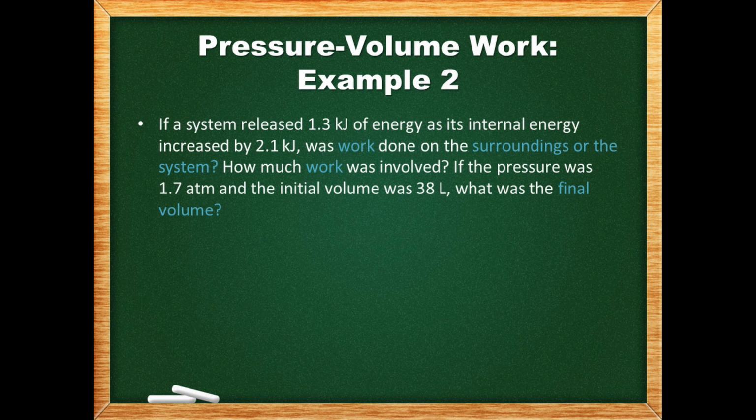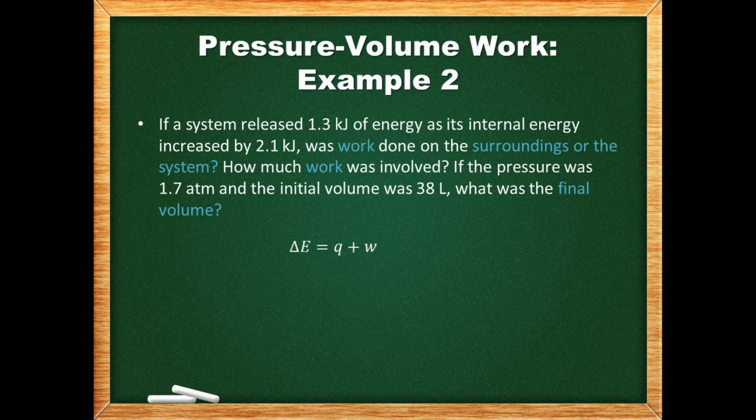Here, a system released 1.3 kilojoules of energy, as its internal energy increased by 2.1 kilojoules. First, we are asked if work was done on the surroundings or the system. Releasing heat would lower the internal energy of the system, but the internal energy has increased. This indicates that work was positive and done on the system. Calculating the amount of work involved should verify this.